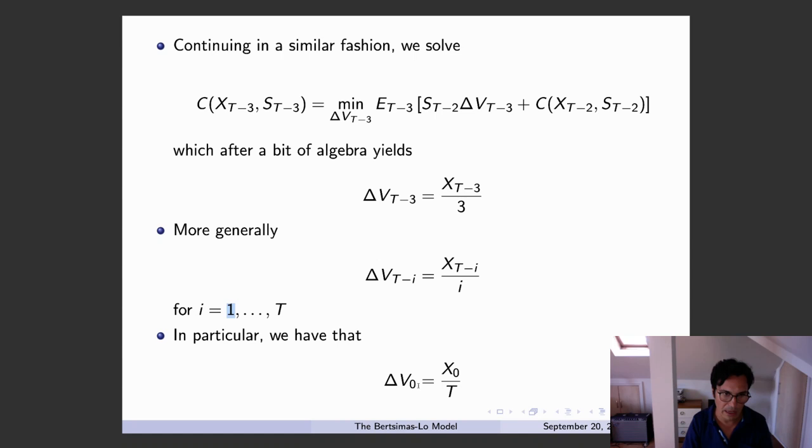So if we plug in capital T for i here, we get delta v0, and what we have is x0 divided by T. Now, being discrete time, you can sort of confuse time with number of executions. Here we have T executions.